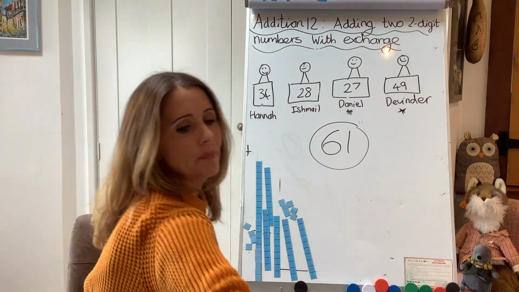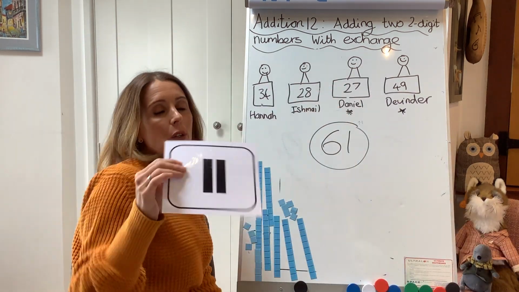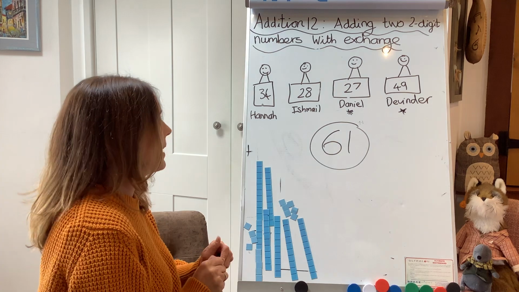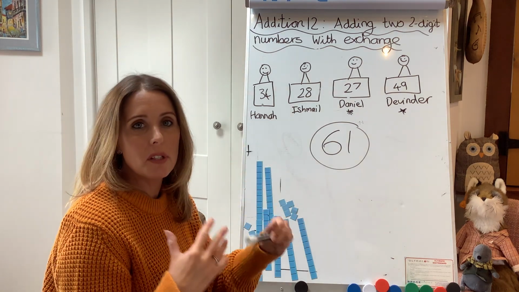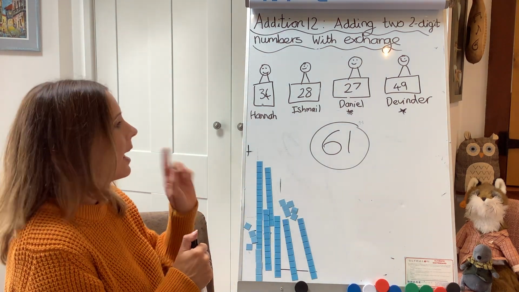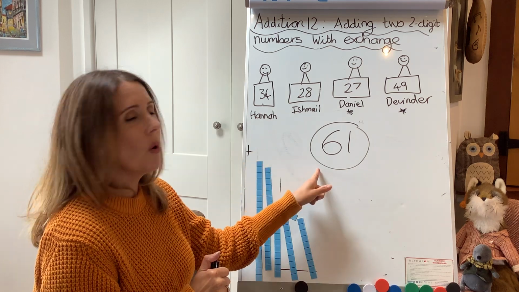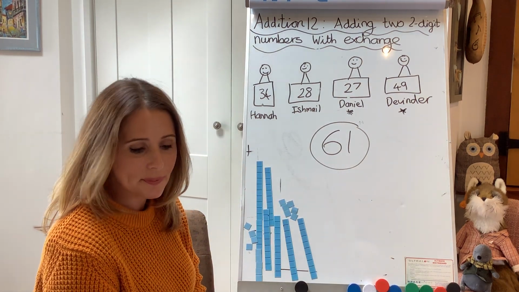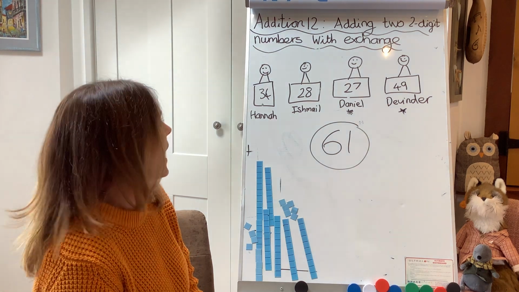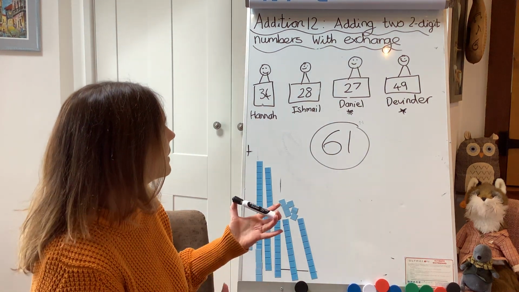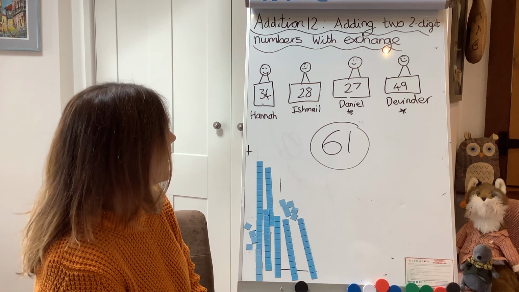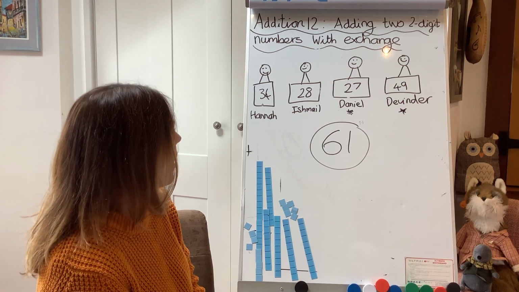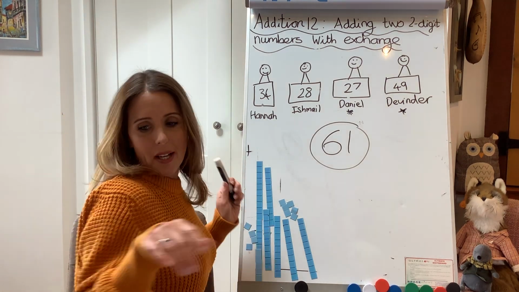So pause it, have a go at that, using your addition, whether it's mental, whether it's using the base 10, whether it's using place value counters or the number line, have a go. Whose combined score adds to make 61? Off you go. Okay, so who did we find when we added them together would make 61? Okay, so what did you find out on there?